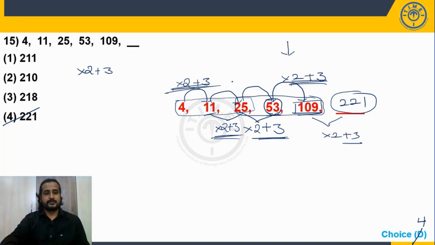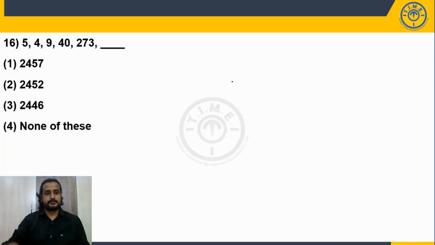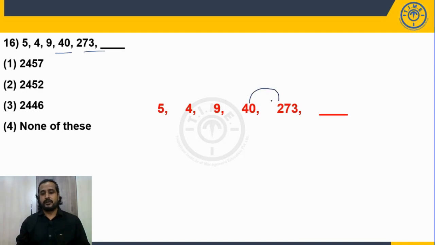Look at the 16th one. 5, 4, 9, 40, 273. Yes, definitely you can say that it is increasing rapidly. 40 to 273 there is a big jump. 9 and 40 also there is a big jump. And just now I suggested you not to identify the logic in the smaller numbers. Try to identify the logic in the larger numbers.